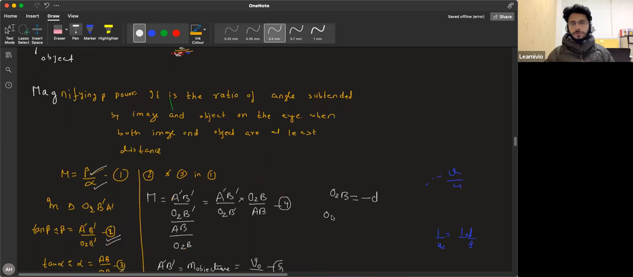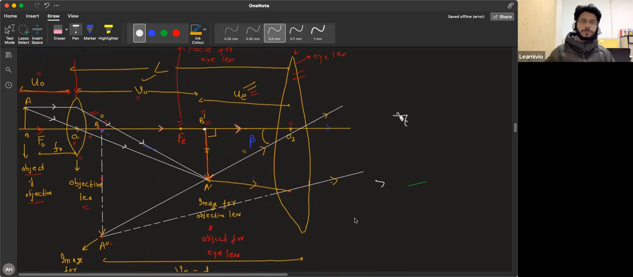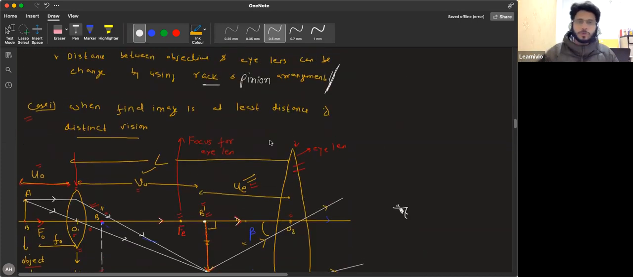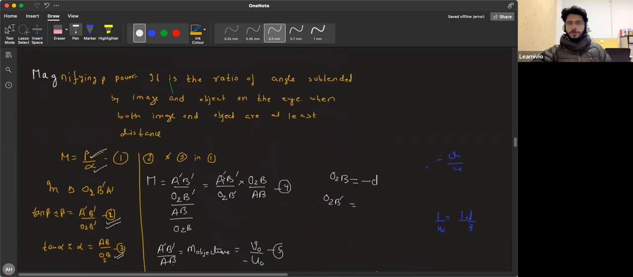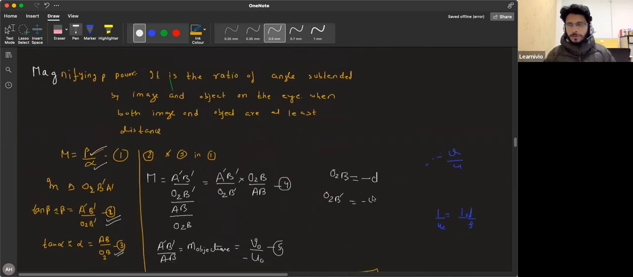Then what is O2B prime? This is O2B prime. What is O2B prime here, Munib? Sir, object distance from eyepiece to base. Object distance, so UE. Positive UE. So your O2B prime is UE. It will be plus UE or minus UE? Negative. Minus UE. So you can write that O2B prime is minus of UE.